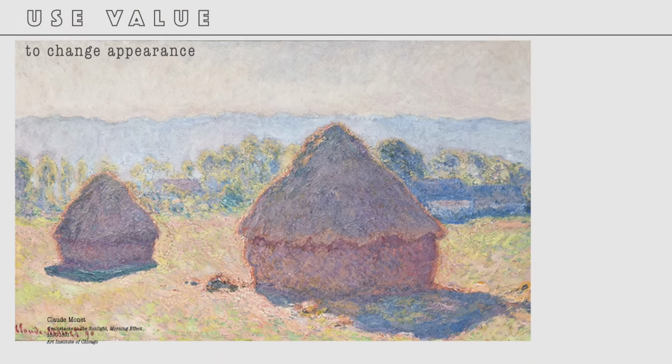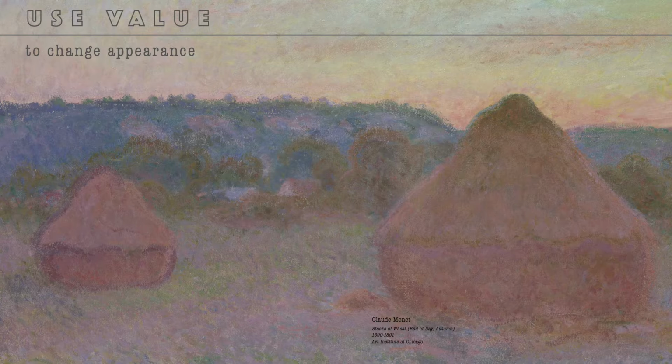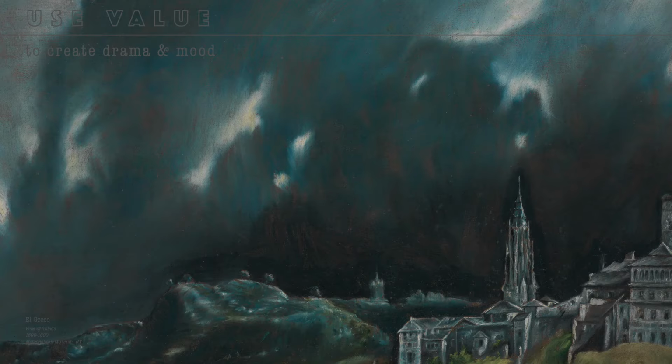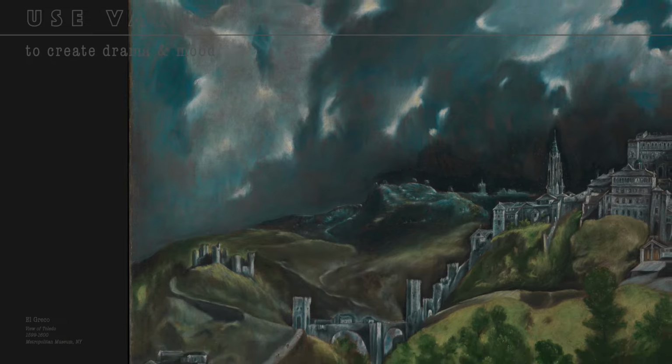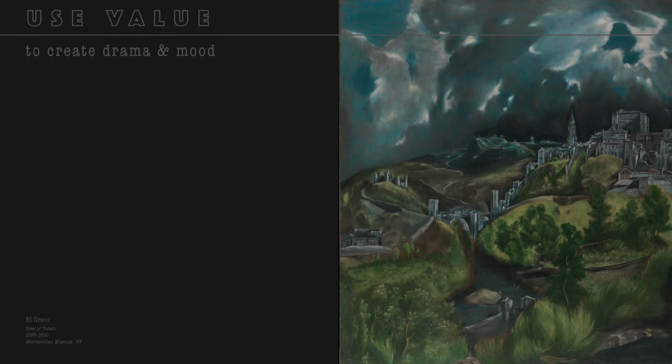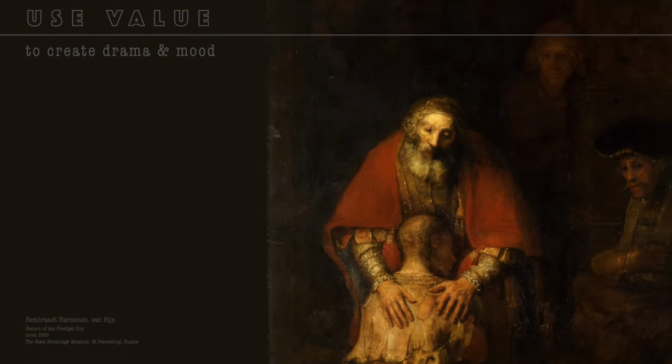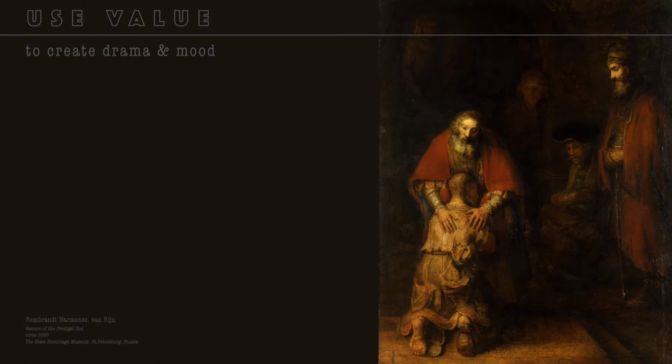Change the appearance of objects by modifying lights and shadows. Create drama and mood in an artwork by using a value technique that is called chiaroscuro. You will learn more about this value technique in the next video. And now that you know how to use value and how to shade, you're ready for the next step.